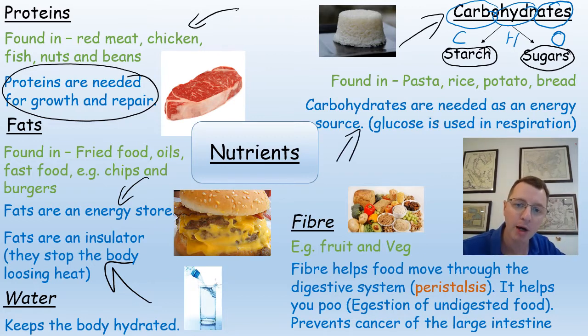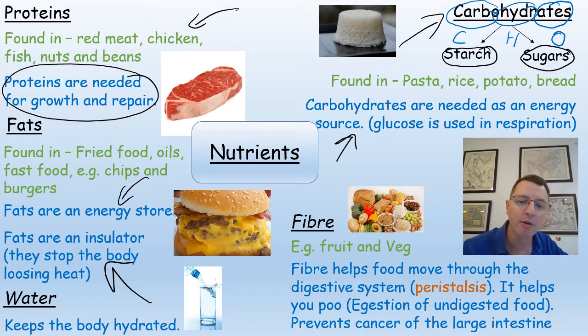Well, these carbohydrates are an energy source. We need them to provide energy in our body, and they're mainly used in the form of glucose in respiration, whereby the glucose is joined with some oxygen and energy is released in the form of ATP.